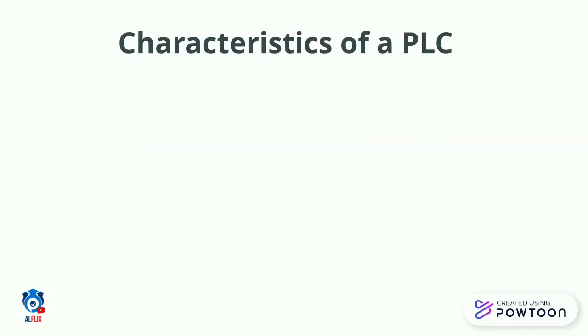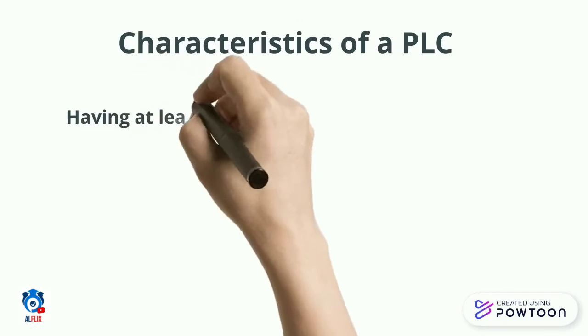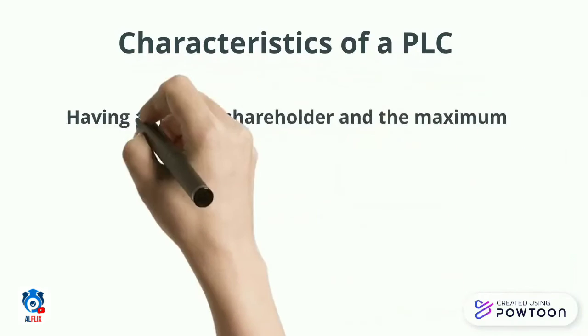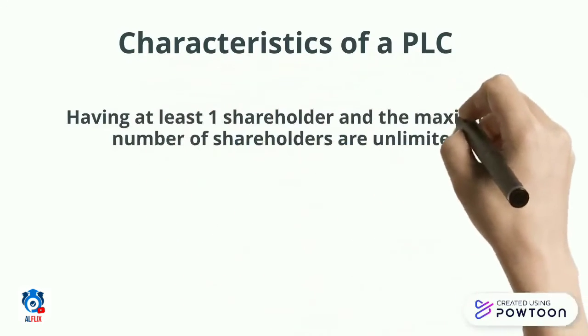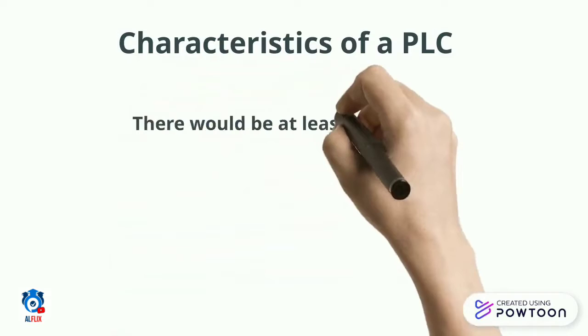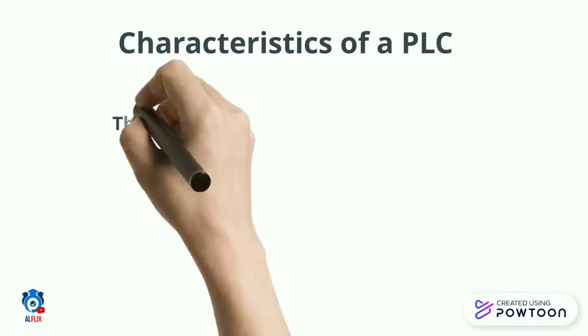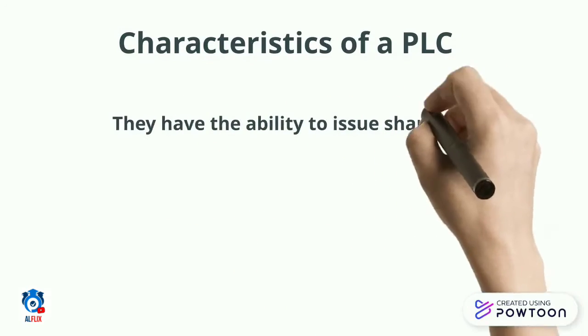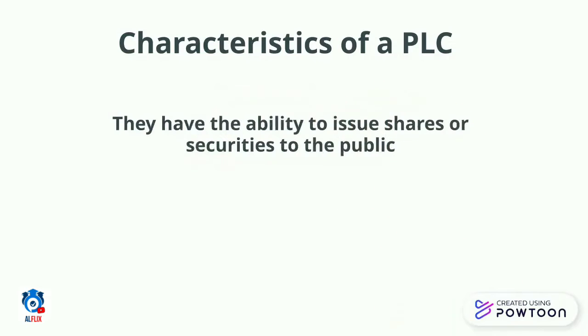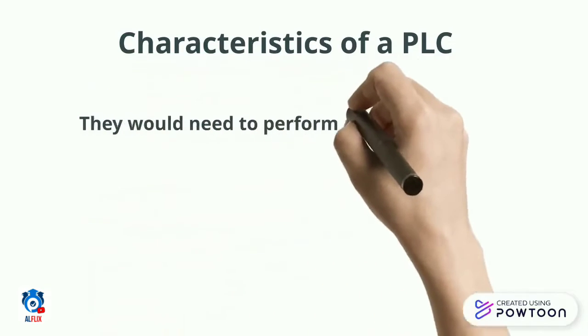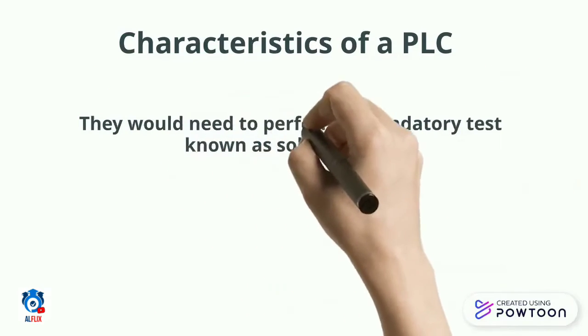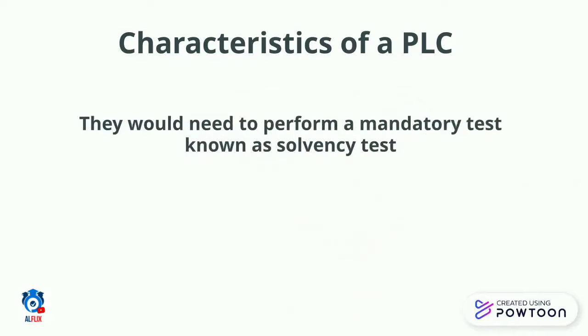Characteristics of a PLC. Having at least one shareholder and the maximum number of shareholders is unlimited. There would be at least 2 directors. They have the ability to issue shares and securities to the public. They would need to perform a mandatory test known as the insolvency test prior to distribution of dividends to the shareholders.